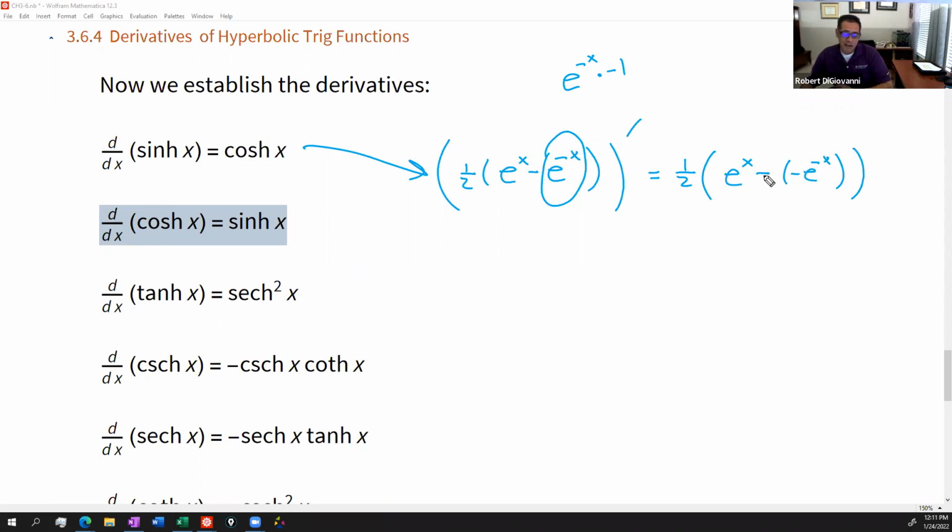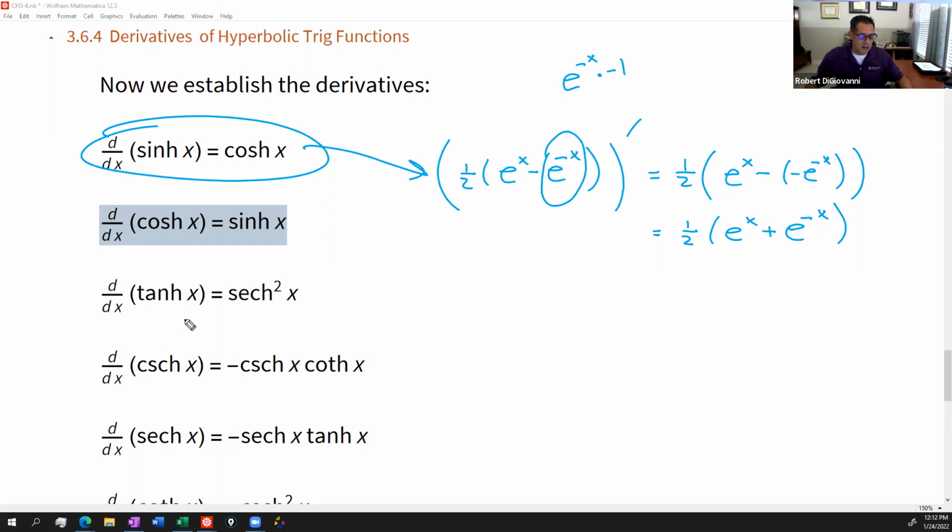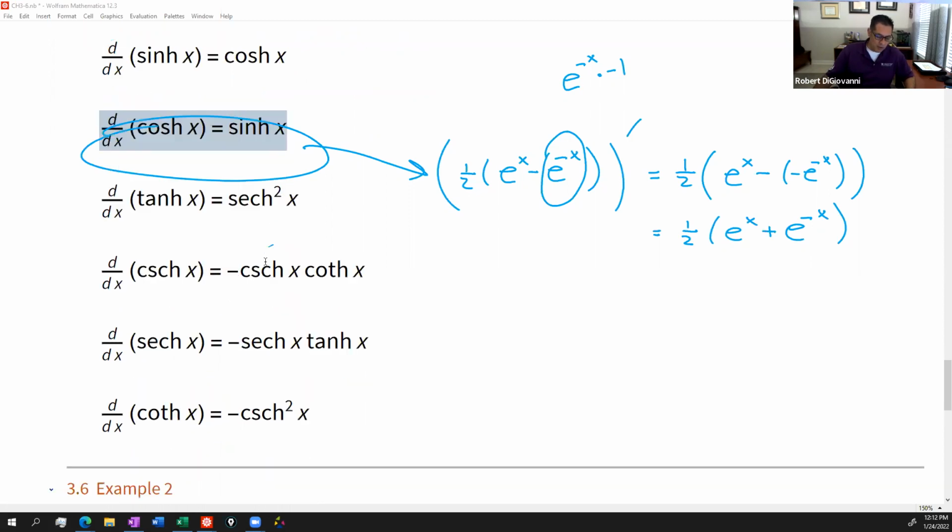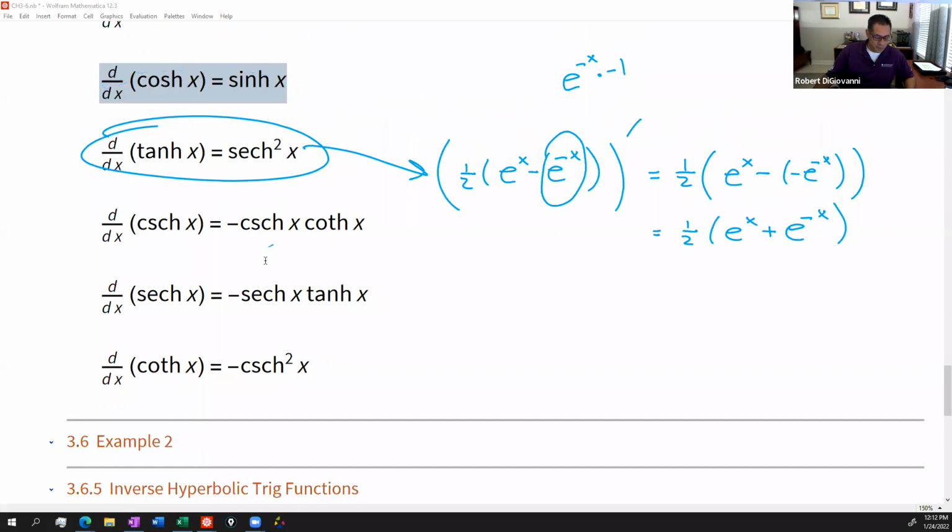But it's already being subtracted. So that becomes e to the x plus e to the negative x, right? But that's cosine hyperbolic. That's the definition of cosine hyperbolic. So that's why this is true. And you could show the rest of these the same way. I'm not going to, but just be aware that these are here and these are also in your formula sheets. All right, so you have these. They're similar to what you've learned. All right, I'm moving on.